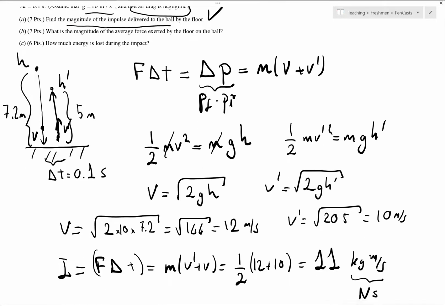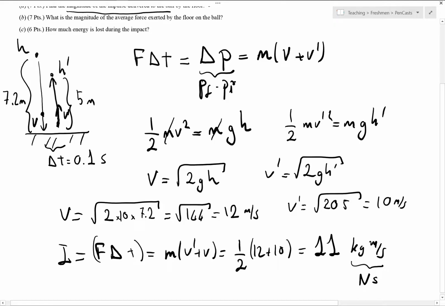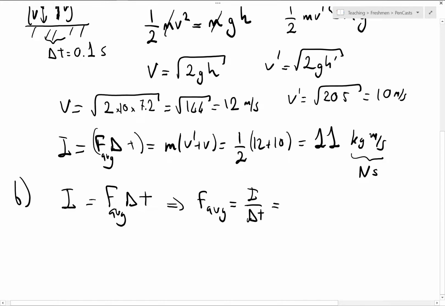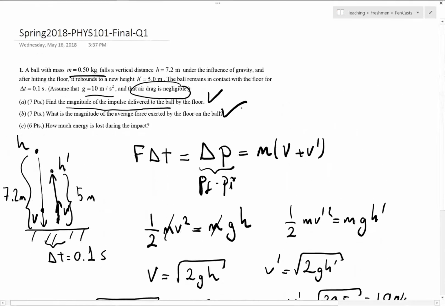What's part B? What's the magnitude of the average force exerted by the floor on the ball? So impulse is F times delta t. That's going to be the average force. I should have written it from the start. F average will be impulse divided by delta t. So it's going to be 11 divided by 0.1, 110 newtons. We've also done part B.